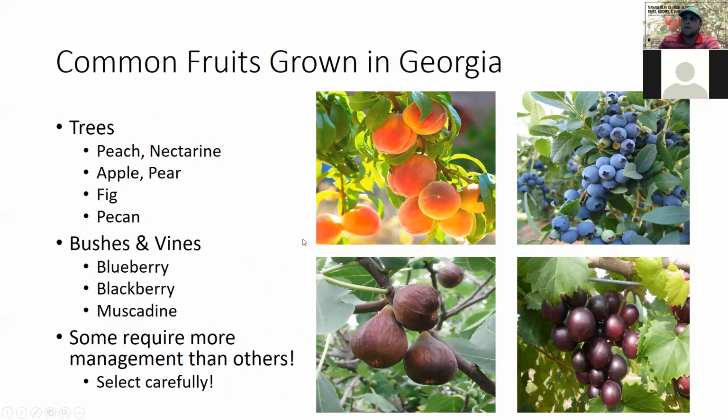So, some common fruits grown here in Georgia. Obviously, we have lots of different trees. For the essence of time, I'm just going to cover more of our basic ones. Peaches and nectarines are pretty close in family, so we'll talk about them in one category. Apples and pears are more or less grown in the same way, so we're going to talk about them together. Figs and pecans, we'll briefly hit on those.